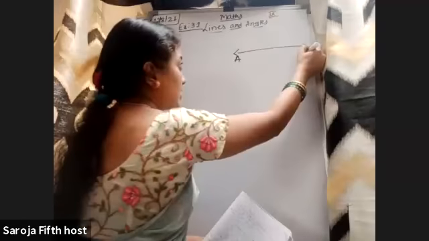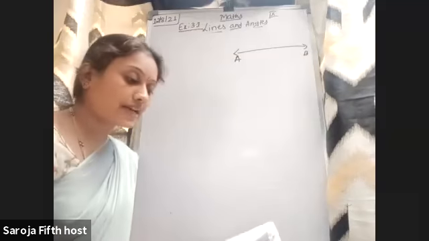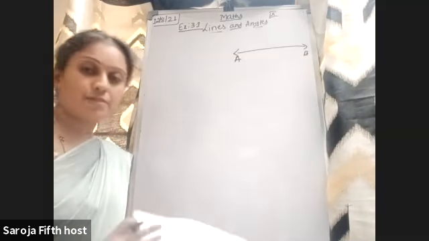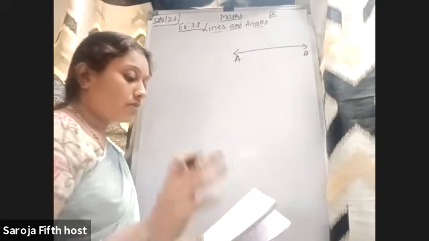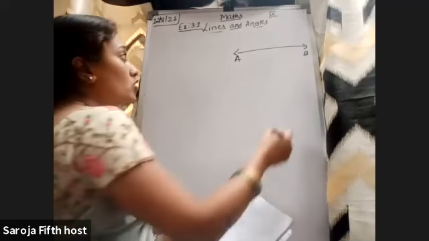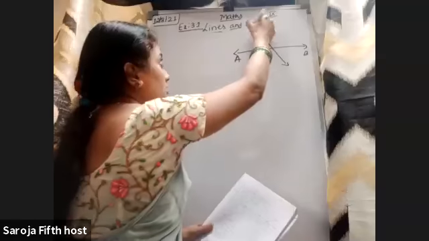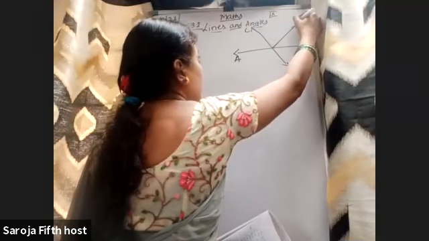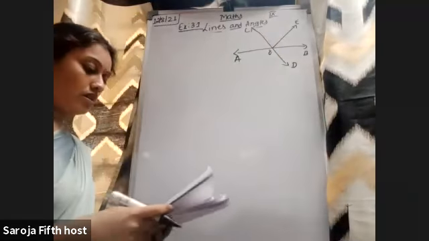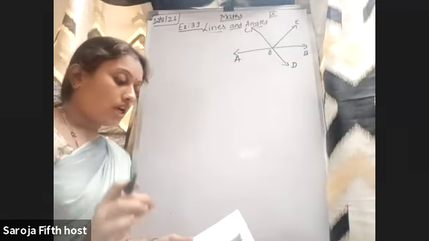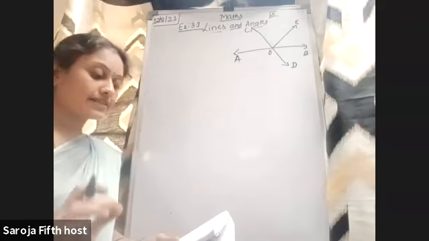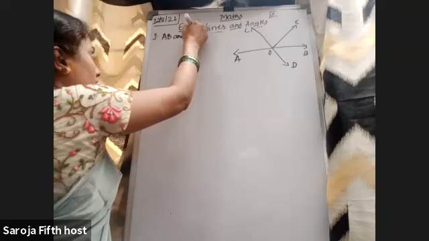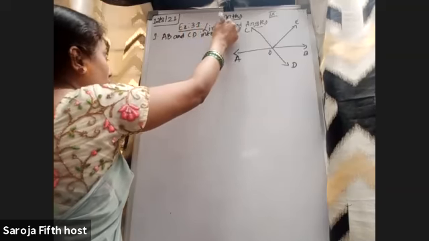So AB is a straight line. Here we are now solving exercise 3.1. How many problems are there? Six problems are there. So I am solving the first problem now. AB and CD are the two straight lines, and OE is the ray standing on that. In the figure, lines AB and CD intersect at O.